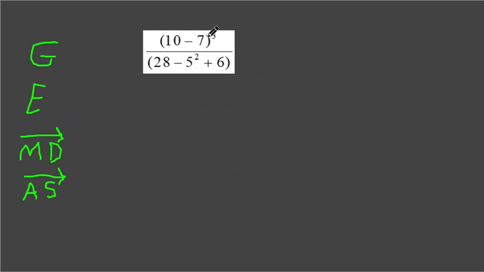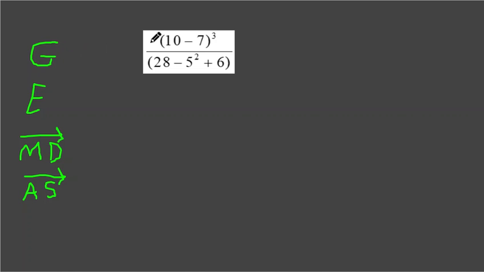All right, you might see a problem like this when you do order of operations, where it's a big fraction bar. And we can still do order of operations and solve this problem. But first we're going to have to solve the top of the fraction, and then solve the bottom of the fraction, and then divide or simplify the fraction. Okay, so first, I'm going to solve this top part of the fraction, the numerator.